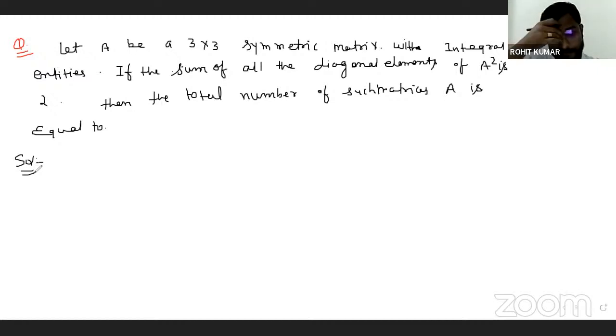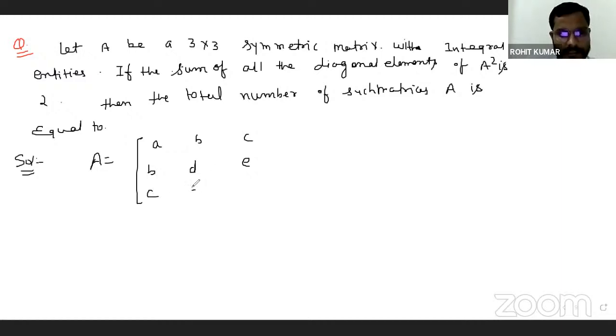All right. Okay, let's take this. Assume a matrix which is symmetric. So let's take A, B, C, then this will be B. Let's take this as D, E, this will be C, E, and F. When we take this, square it, multiply.